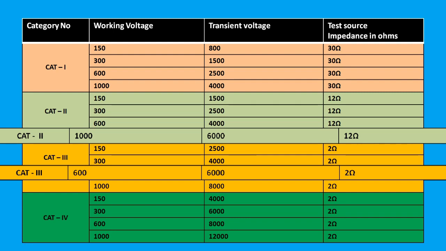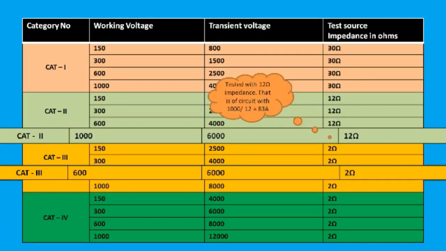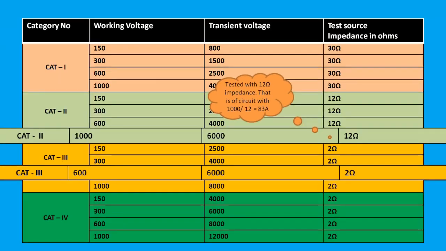Why? Because even though the transient voltages for both are the same, the current withstanding capability differs. The CAT 2 1000 volt multimeter is tested with a 12 ohm impedance source, that is about 83 amps, and the CAT 3 600 volt multimeter is tested with a source impedance of 2 ohms, that is 500 amps, which is about 5 times higher than the CAT 2 1000 volt multimeter. As CAT 3 can withstand a high current rating, it is the safest. So, kindly use high CAT number multimeters where the impact of transient voltage is higher and don't compromise on safety.